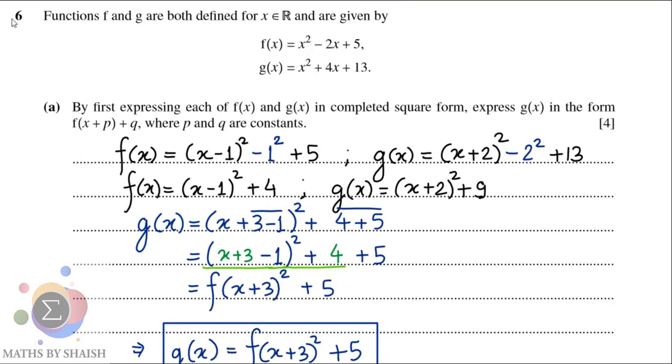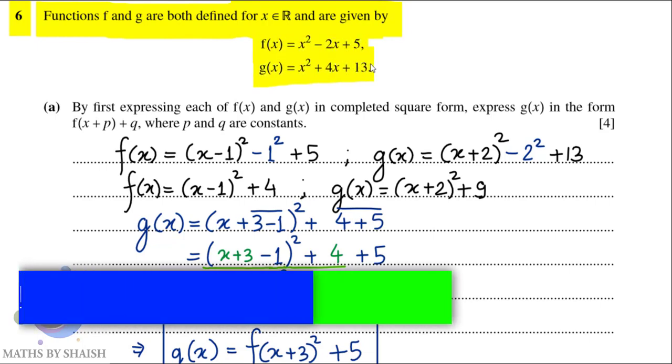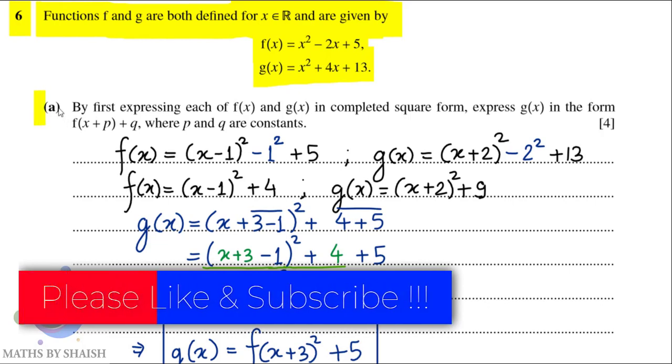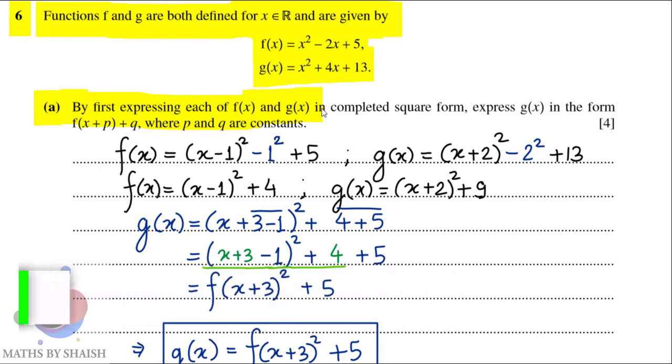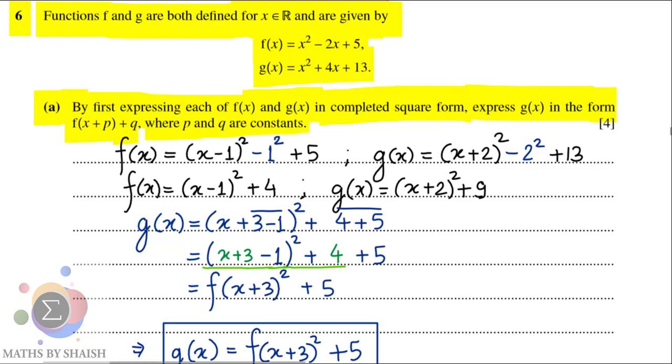Here is the sixth question. Functions f and g are both defined for x belongs to the real numbers, so it means the domain is the complete set of real numbers. f(x) is given as x squared minus 2x plus 5 and g(x) is given as x squared plus 4x plus 13. Part A: by first expressing each of f(x) and g(x) in the completed square form, express g(x) in the form of f(x plus p) plus q, where p and q are constants.